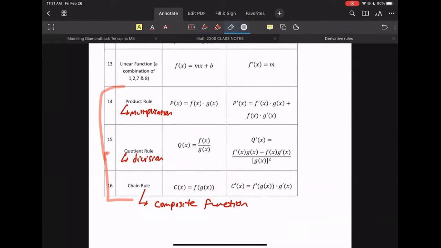Okay, so these are the kind of things that we're going to walk through. My guess is today we'll get through at least the product rule, possibly the quotient rule. We'll see how it goes. Questions?